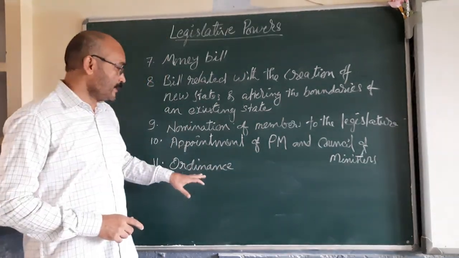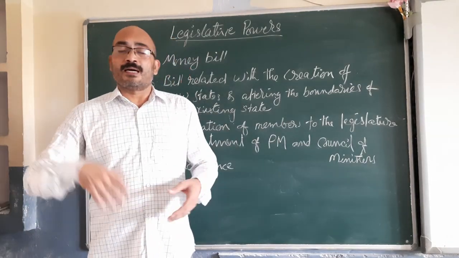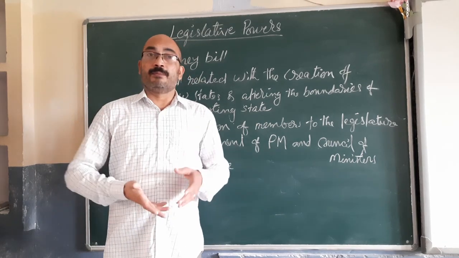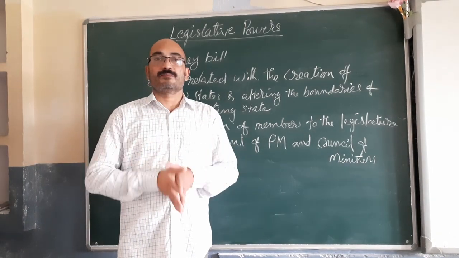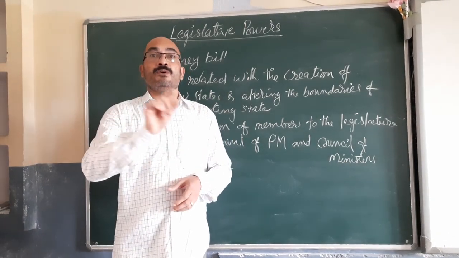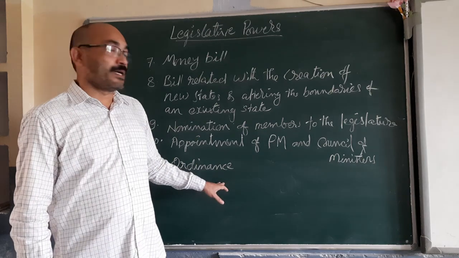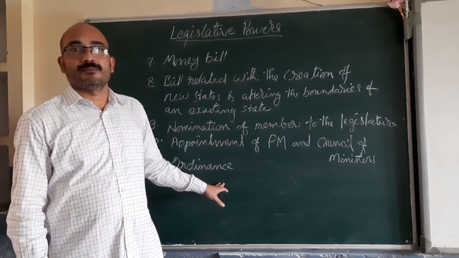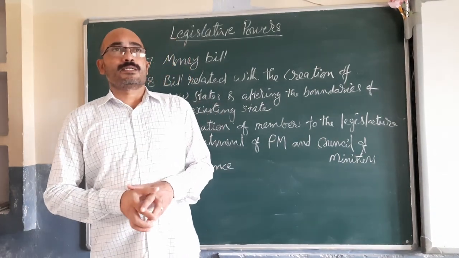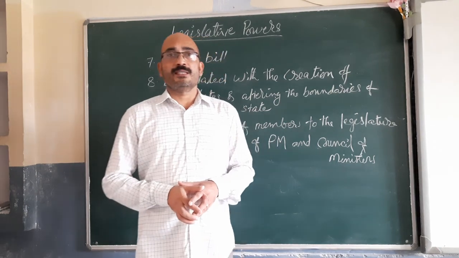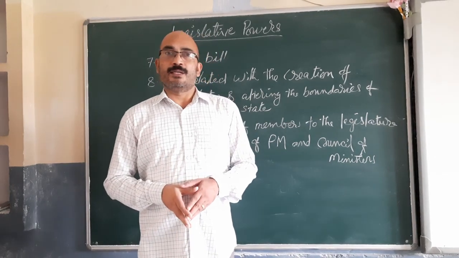Suppose when the matter of the ordinance is discussed in the house, one house is supporting, the other house is not supporting, or the majority of the members are not supporting the ordinance, then the ordinance will lapse. The ordinance will cease to operate. It will not be in effect anymore. That is why the ordinance is named a temporary measure. Is that clear? Okay. So an ordinance can be issued by the president only when the parliament is not in session, and the executive order issued by the president is called an ordinance.